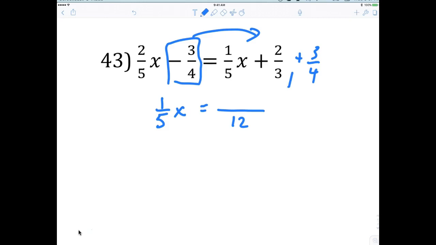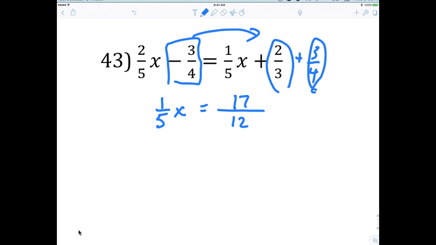12. So 2/3 is how many twelfths? 8. Think for yourself. 3/4 is how many twelfths? 9. 8 plus 9, 17 over 12. If you go to high school next year and can do 2/3 plus 3/4, your teacher will think you are insane. I personally don't understand how anybody can't do that in their head. You're simply getting a common denominator. You need to know 2/3 plus 3/4 is 17/12. You should know that. All right?